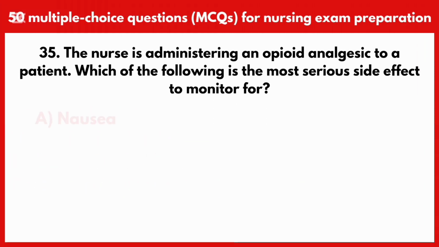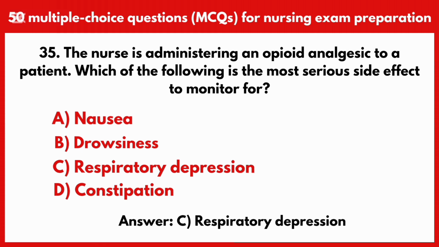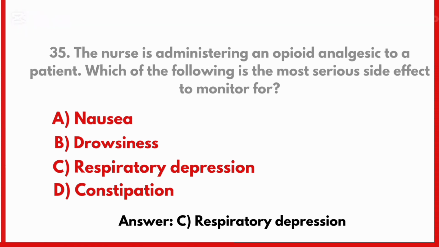The nurse is administering an opioid analgesic to a patient. Which of the following is the most serious side effect to monitor for? Correct answer is option C, respiratory depression.